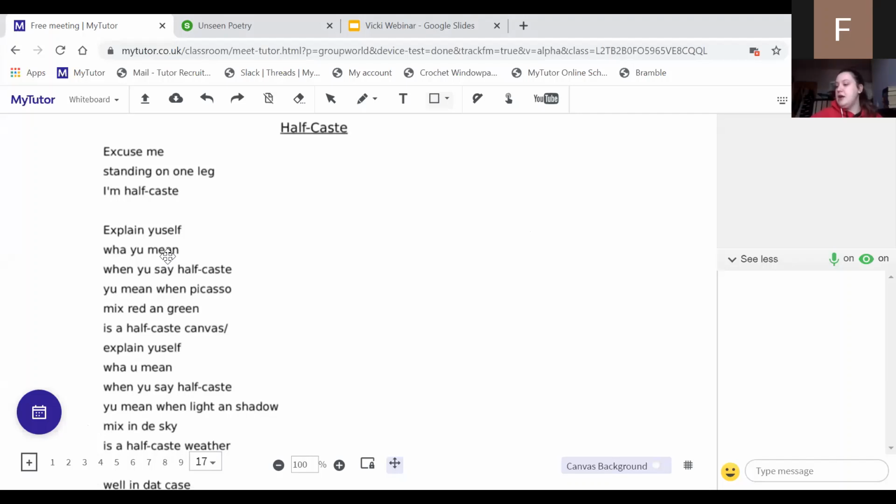Right, so excuse me standing on one leg, I'm half caste. So does anyone know what half caste means and why it's a problem? Why he feels he's had to write a poem about it?